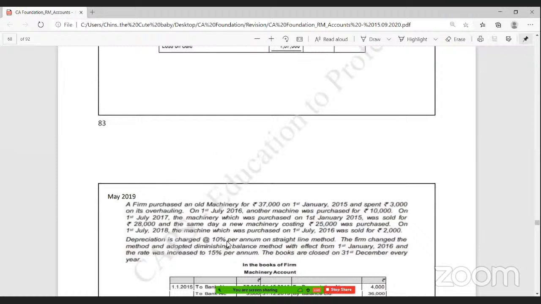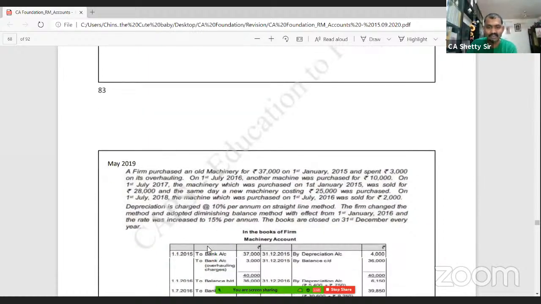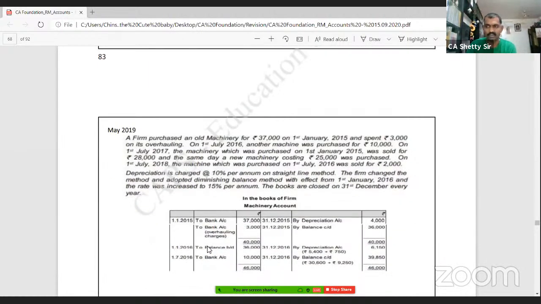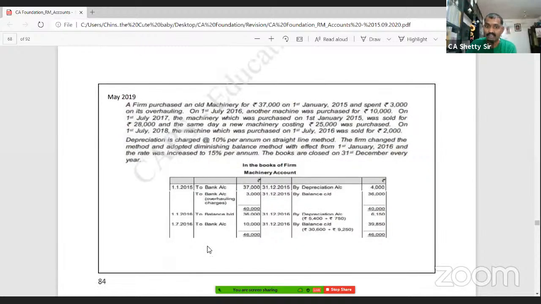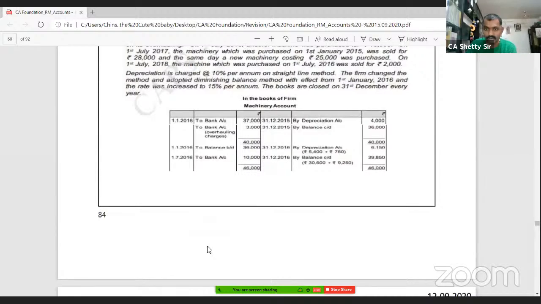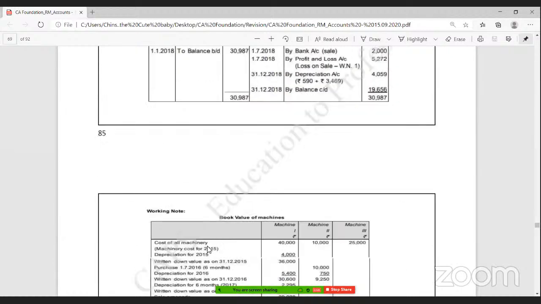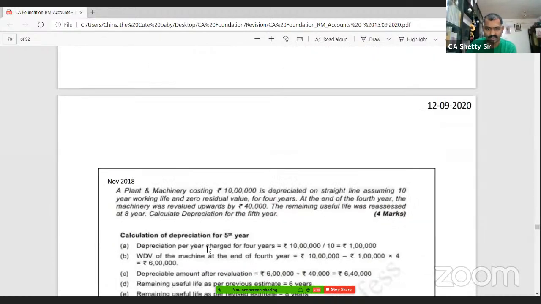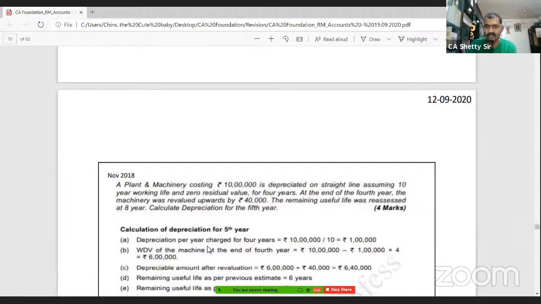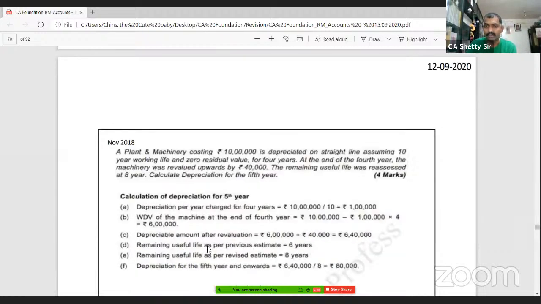Next question, May 19. Look at this last paragraph: depreciation 10% per SLM. The firm changed the method and adopted diminishing. So this one you should not do. May 19, strike off. Because SLM to WDV, earlier they were doing under what? Retrospective effect. Now they are doing under what? Prospective. Samajh mein aa raha hai? Yes, sir. This question you don't do. Only prospective. So this entire question is not relevant. We have intentionally kept it just to tell you that whenever there is a change in the method, you should not go by the old approach. May 19 question nahi karna hai. Agar karna hai to kaise karna hai? Prospectively karna hai.